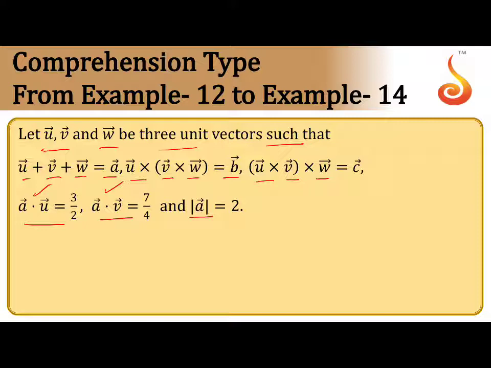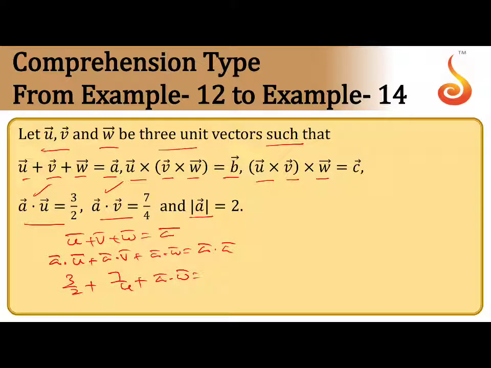So what is given? u bar plus v bar plus w bar is given as a bar. Take the dot product with a bar on both sides: a dot u plus a dot v plus a dot w equals a dot a. a dot u is given as 3 by 2, a dot v is 7 by 4, and we are going to find a dot w. a dot a is magnitude of a squared. But magnitude of a is given as 2, so 2 squared means 4.